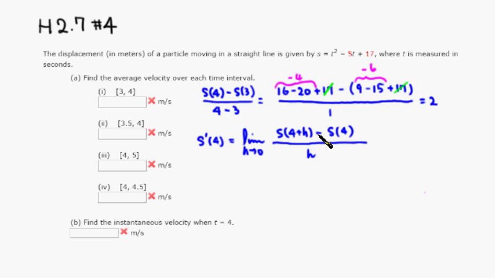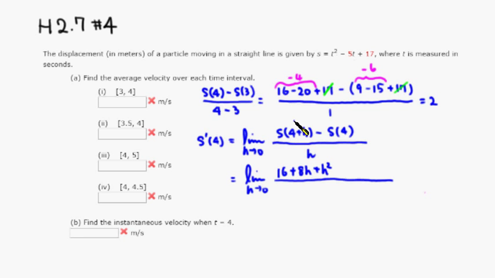We just need to work that out. Every time we see t, we put in 4 plus h, so it's 4 plus h squared. I'm going to go ahead and multiply out. 4 squared is 16, plus 2 times 4 times h, so 8h, plus h squared. So that would be t squared.